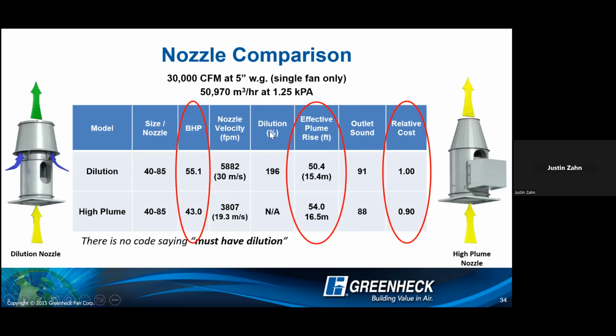One thing with the dilution nozzle, sometimes people think that you get a higher plume height with the dilution nozzle. That is not always the case. In this particular situation, with the fan that we selected, our plume height was right around 50.4 compared to the high plume 54.0. The whole point of showing you this is not to discredit the dilution nozzle at all. It's still definitely needed in the industry.